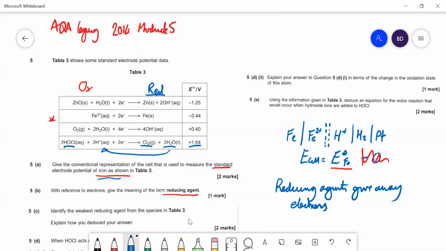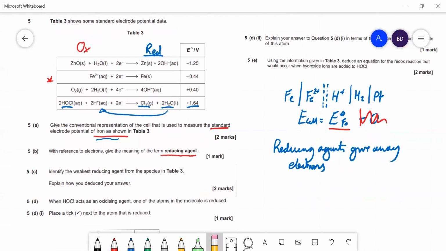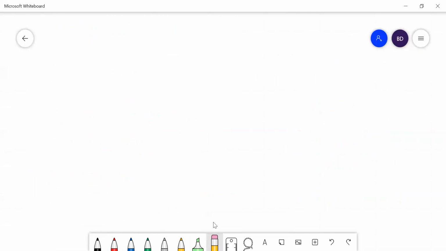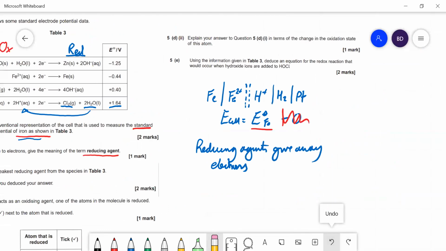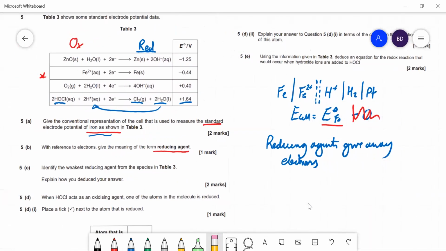Okay, so that's how we do that. Right, just get rid of all this. I didn't mean to do that. Good, let me got it back again. Right, let's rub that out.